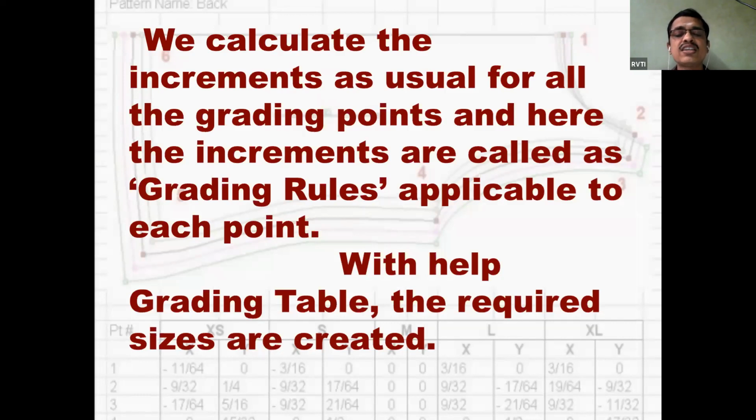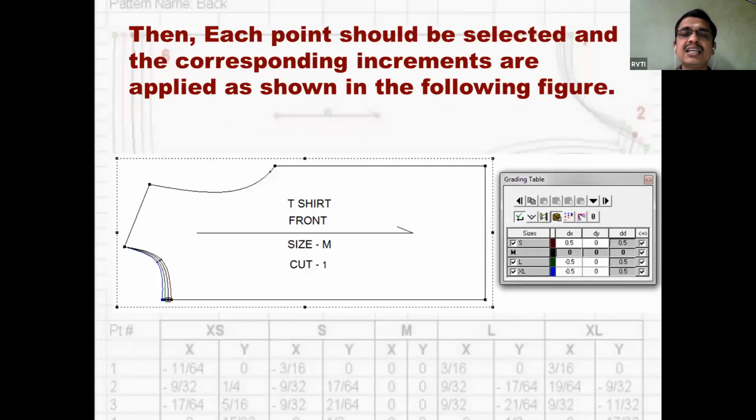First we have to open the grading option, and we have to enter the sizes. How many sizes are we going to grade? What is the base size? And we have to use the pattern we already designed in that software. We simply click each and every cardinal point and apply the increment. In the software they are called grading rules. They are just applying to each and every point, and automatically that is graded.